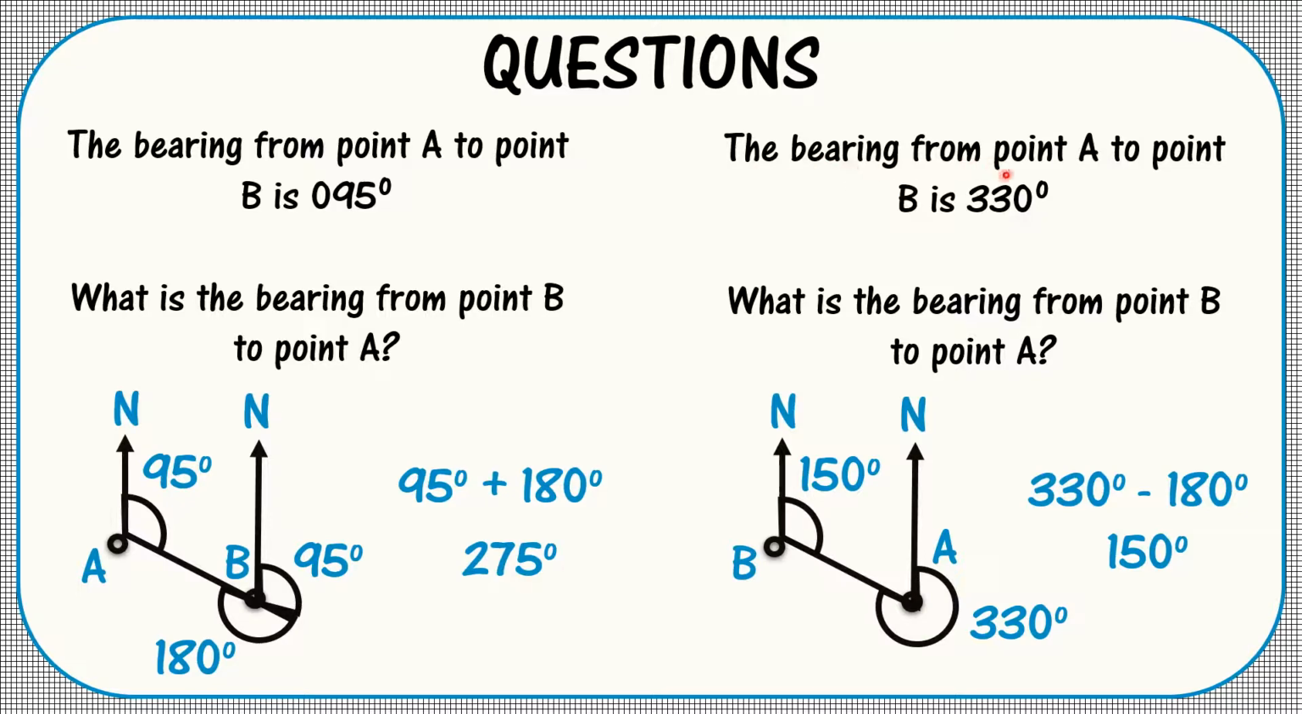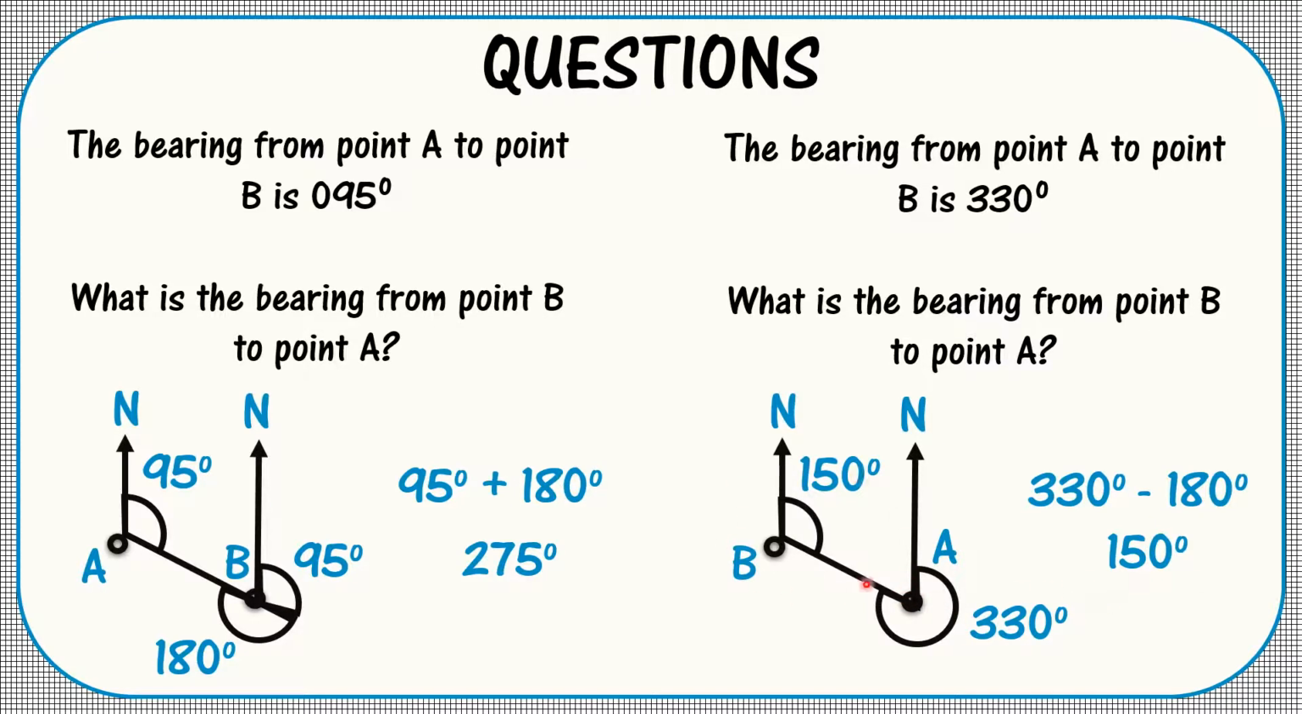The bearing from point A to point B is 330 degrees. What is the bearing from point B to point A? So again, what you would have done is that this is point A and this is point B. From point A to point B is 330 degrees. So you know that this angle is 330 degrees. If we extended this line, you would know that this angle would be 330 degrees minus 180 degrees, which would give us a final answer of 150 degrees.